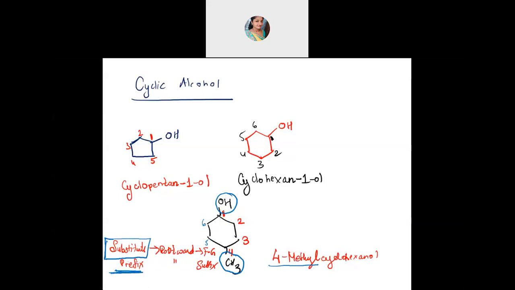At the end you will give the functional group name. So what is the functional group attached here? OH is the functional group. So cyclohexane, E should be replaced by OL. So cyclohexanol. Okay, clear? Understood how to name?